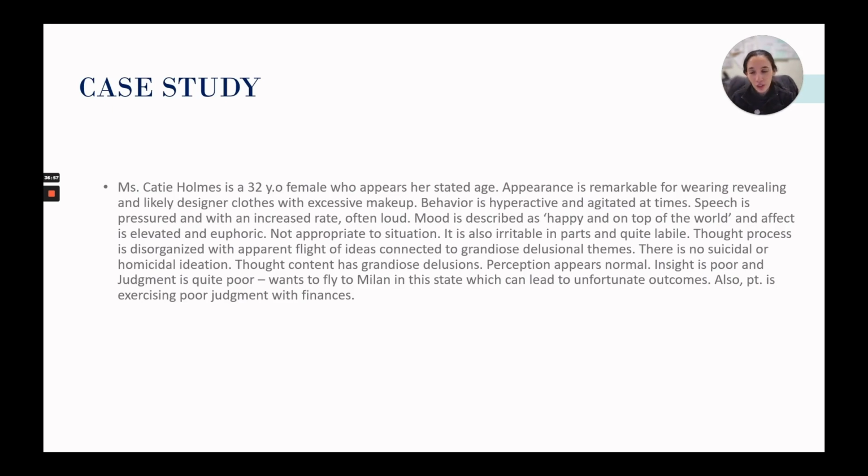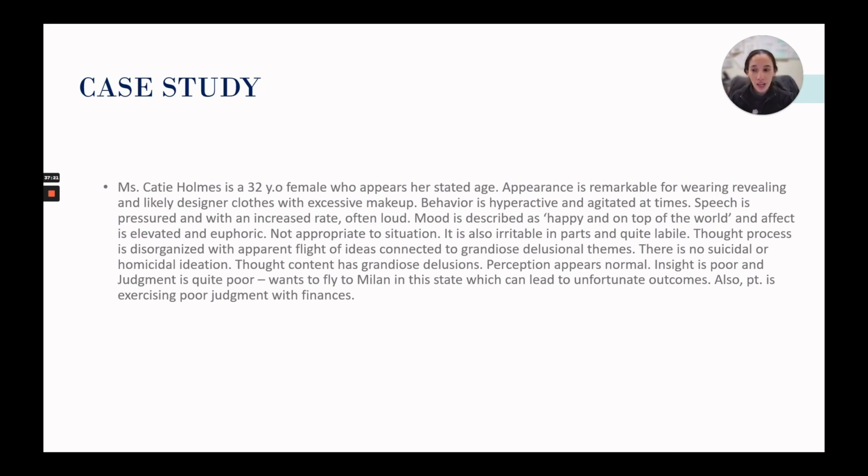Speech is pressured and with an increased rate, often loud. Mood is described as happy and over and on the top of the world, and affect is elevated and euphoric, not appropriate to situation. It is also irritable in parts and quite labile. Thought process is disorganized with apparent flight of ideas connected to grandiose delusional themes.